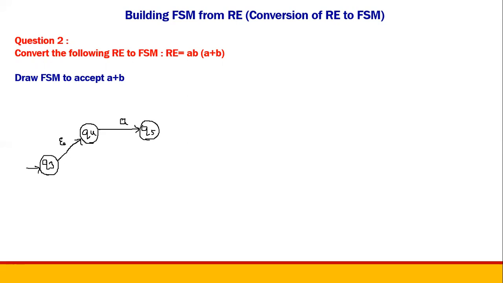Similarly, it can read A or it can read B as well. Then Q5, then I will take Q6. In Q6 upon epsilon, it can reach Q7, and it can read B. So it is like either A or B, and it will reach the final state, Q8. So this becomes the final state for A plus B separately. Upon reading epsilon, it can reach the final state.